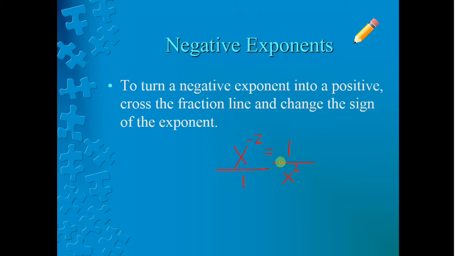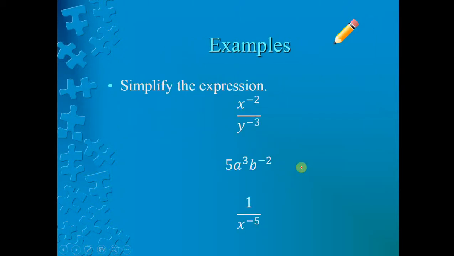So by turning the fraction around, or by putting this on the bottom, that's the way I always think. I put that to the bottom. The negative exponent makes it go to the bottom. I get a positive exponent then. So let's take a look at a few examples like this.